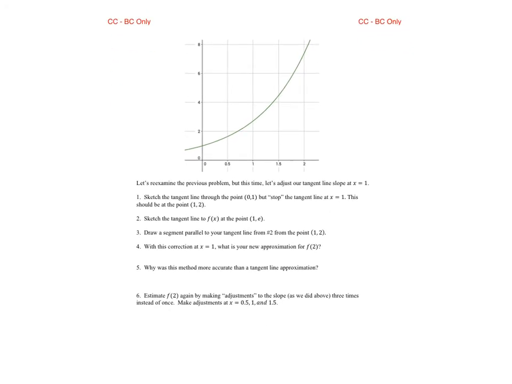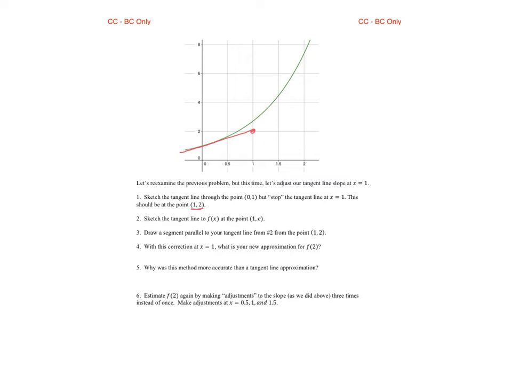So let's re-examine the previous problem. Same picture, e to the x. Let's adjust our tangent line at x of 1, so instead of just being at 0. So sketch the line at 0, 1, but then we're going to stop at x equals 1. I'm going to try to draw out my tangent line here, and then we're going to stop there. It says it should be at 1, 2, right? Because I just drew a slope of 1, and I was going through 0, 1. So if I go rise 1, run 1, the next point is going to be at 1, 2.